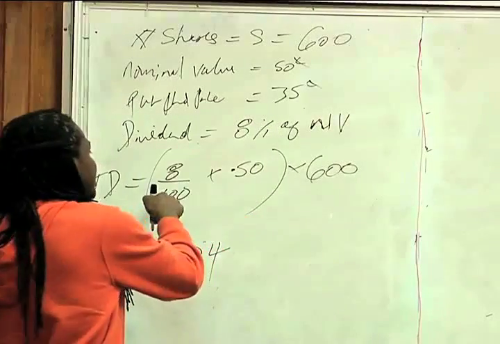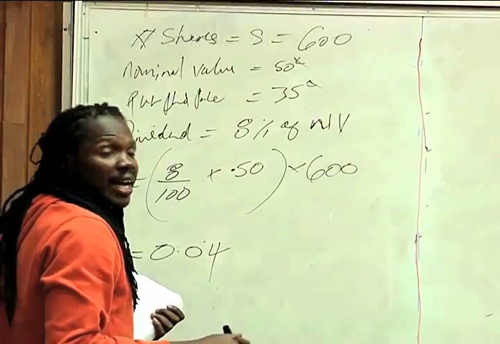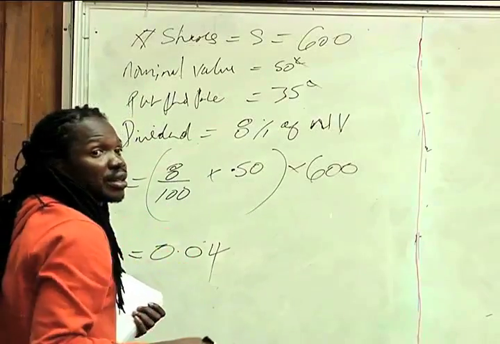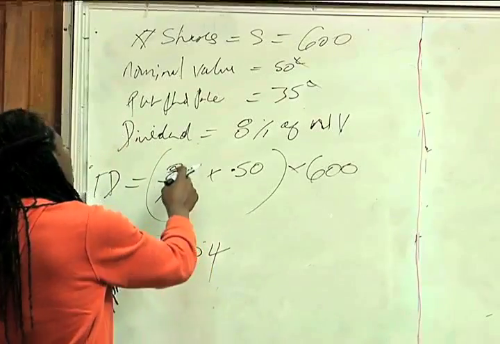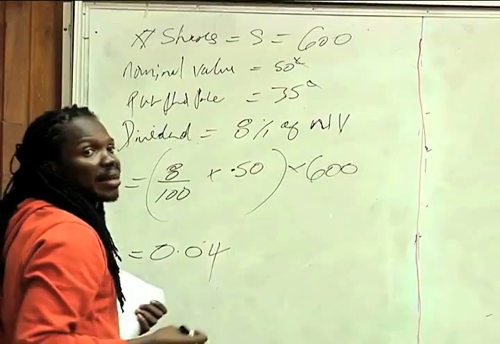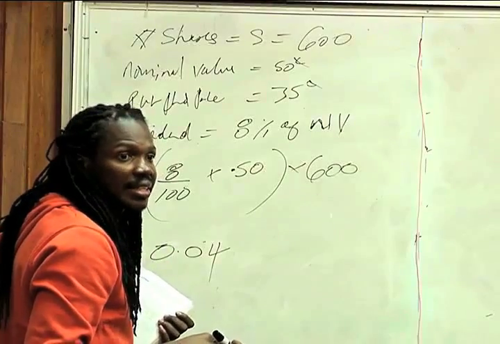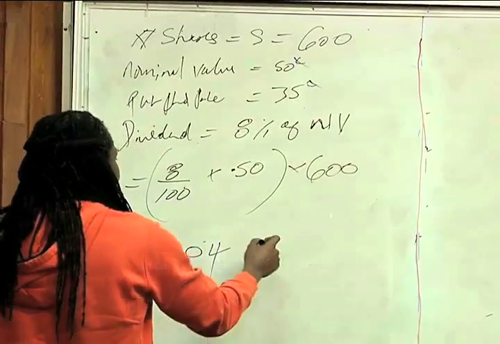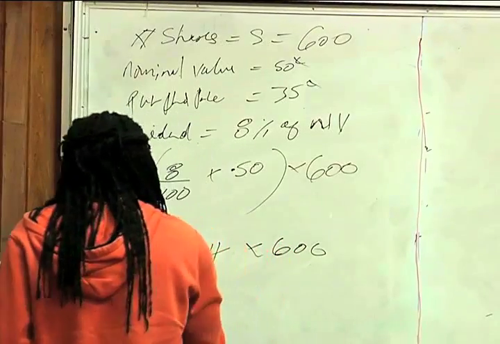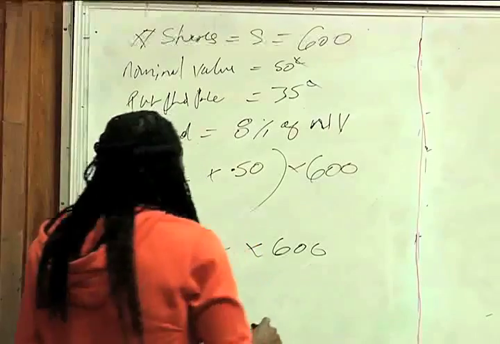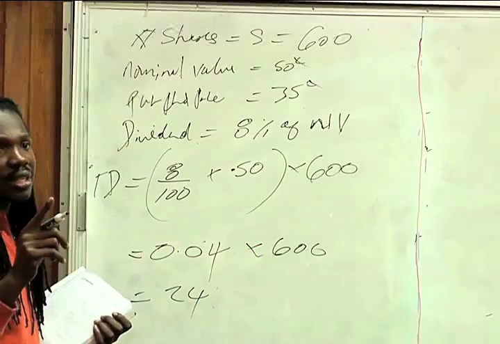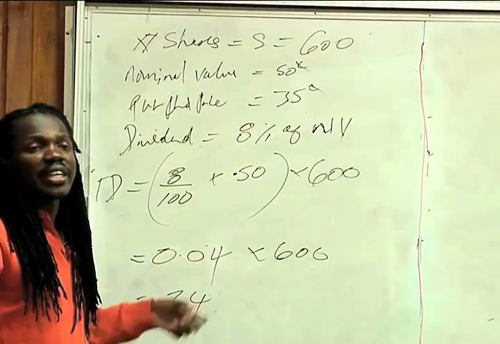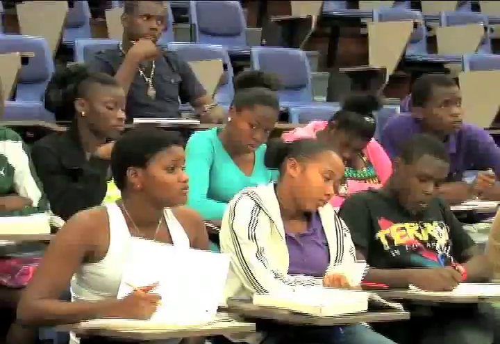All this is 0.08 times 0.5. A simple thing. Or 8 over 100 times 0.5, times 600, equals 24. So the total dividends you get is $24. The dividend per share is 4 cents. No wonder the man wanted to sell it off quickly, selling for 35 cents when it's a 50-cent share.